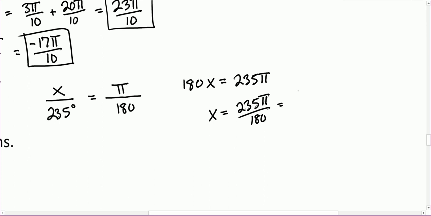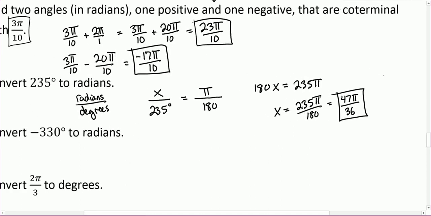So we're thinking of a number that goes into both 235 and 180. 5 goes into both. 235 divided by 5 is 47. And 180 divided by 5 is 36. 47 is prime, so that is as good as we can get. That's equal to 235 degrees.